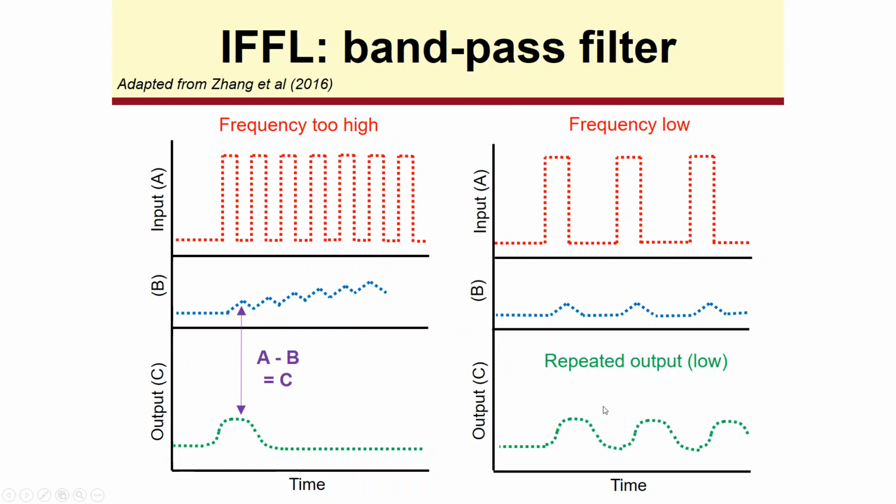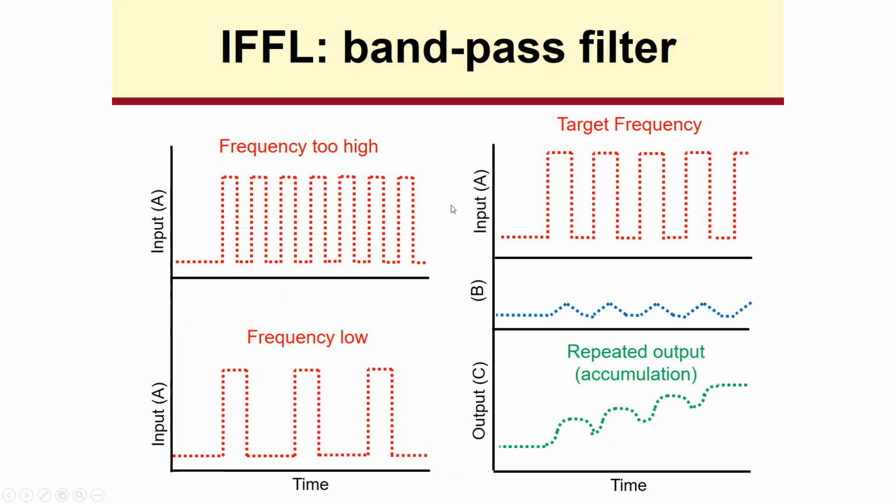If you have too low of a frequency, you'll never be able to really achieve a high level because your stimuli are too far apart. But on a target frequency, you can actually accumulate here within an incoherent feed-forward loop. So it's kind of an interesting extra property it has compared to a regular feed-forward. Not only does it discriminate against frequencies that are too low, it also will ignore ones that are too high.